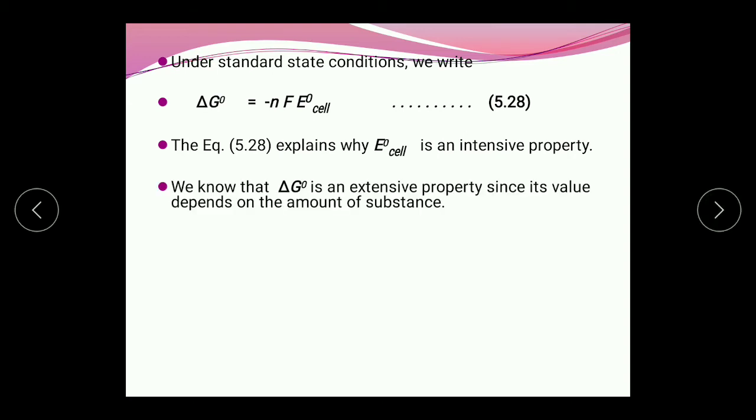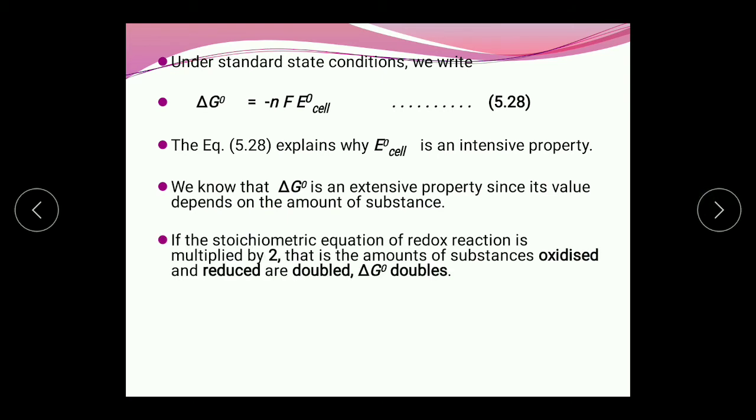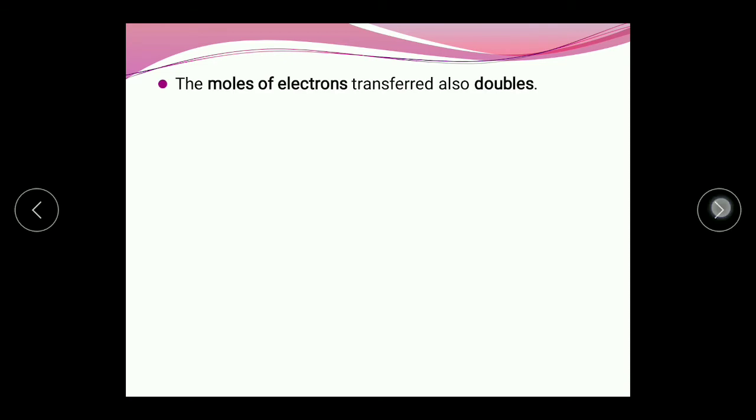We know that delta G0 is an extensive property because its value depends on the amount of substance. If the redox reaction taking place in a galvanic cell is multiplied by 2, that is, the amounts of substances oxidized and reduced are doubled, the delta G0 value also doubles. And as it doubles, that means it depends on the quantity of substance, and hence it is an extensive property. The moles of electrons transferred also double.